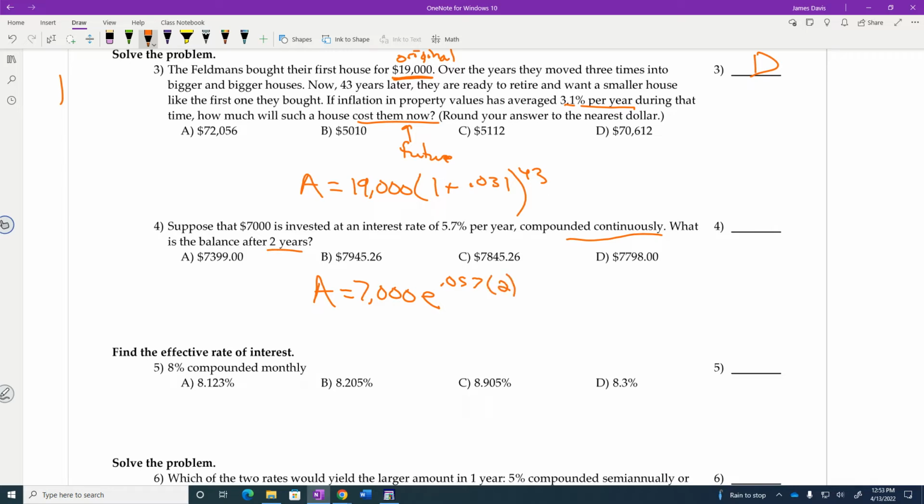Take a second and make sure you can type that in. It'll be parentheses when you do your exponent, do times 2. And you should get $7,078.45. If you can't type it in, make sure you ask me today.